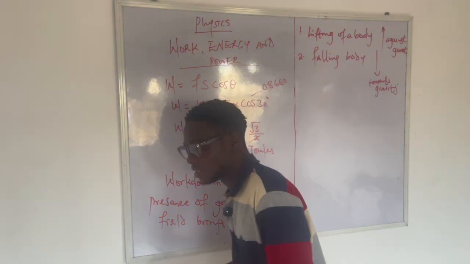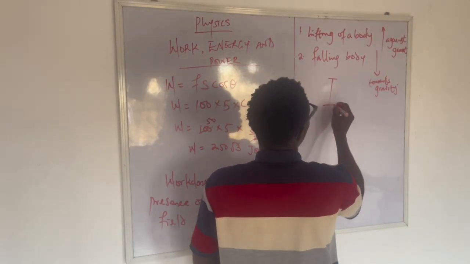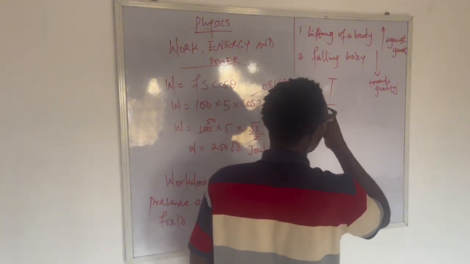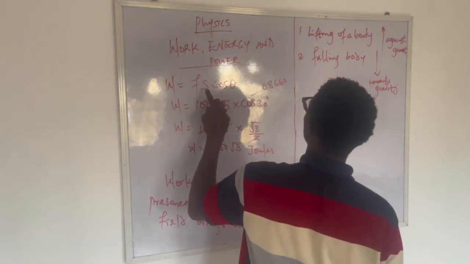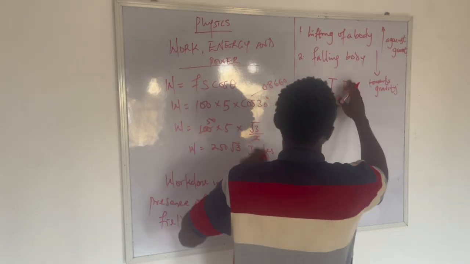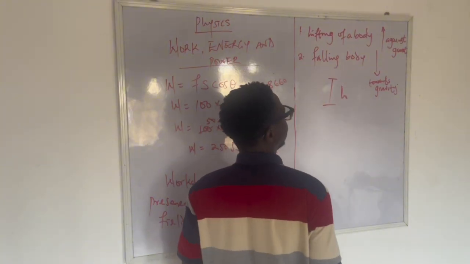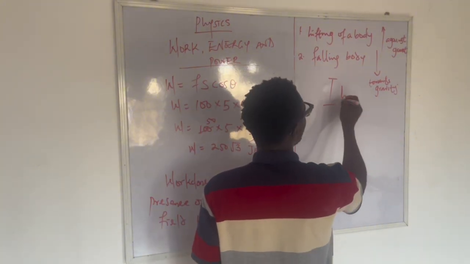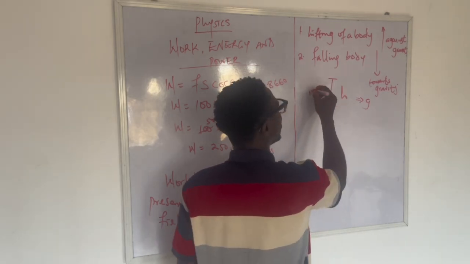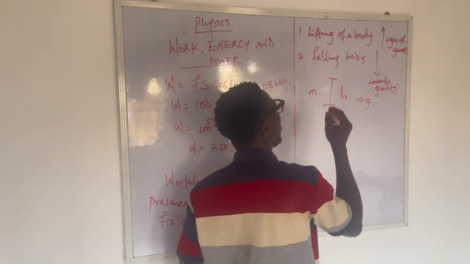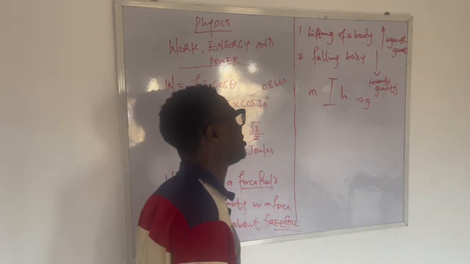So are we together? Now, let's say we're talking about a falling body. The body falls from a height. Normally in work done, we are talking about distance, but in a force field now, we're talking about height. Are we together? We're talking about acceleration due to gravity also, then the mass of the body.